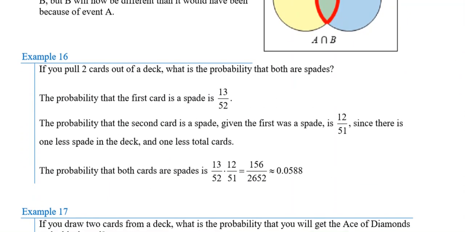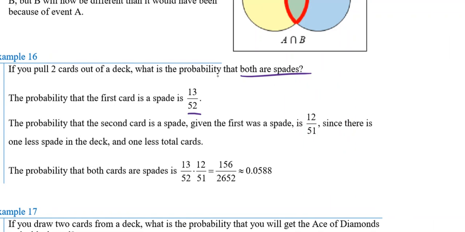All right, classic example says, if you pull 2 cards out of a deck, what is the probability that both are spades? Okay, so 2 cards. That means that you pull 1 card out, keep it out, and then pull another card out. So we just have to do these one at a time. The probability that the first card is a spade is 13 out of 52, right? There's 13 spades in the deck. Or sorry, a quarter of the deck is spades. Okay, so that's the first one.